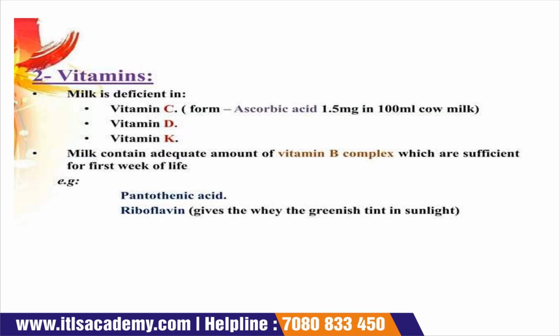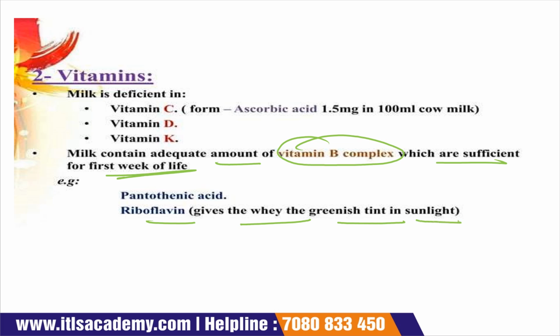Now the next one is vitamins. Milk is deficient in three types of vitamins, that is C, D, and K. Milk contains an adequate amount of vitamin B complex, which is sufficient for the first week of life, and pantothenic acid and riboflavin, which give a greenish tint in sunlight. So this is about the vitamins.